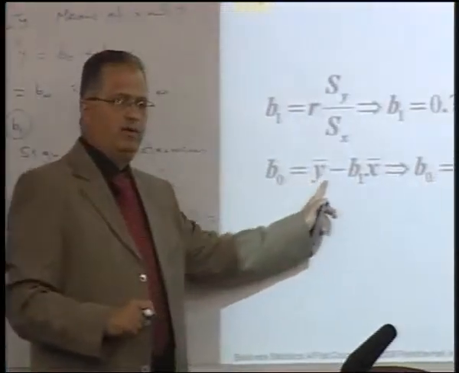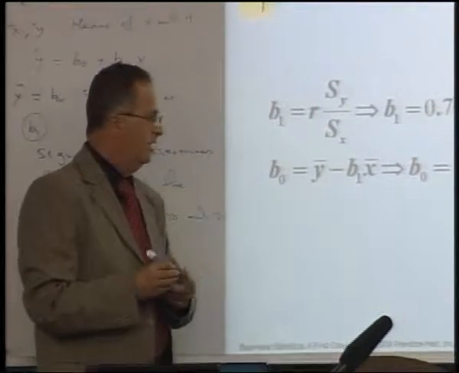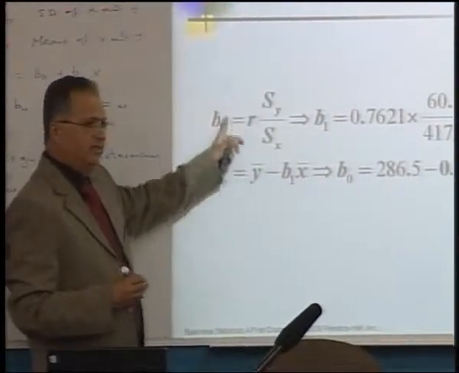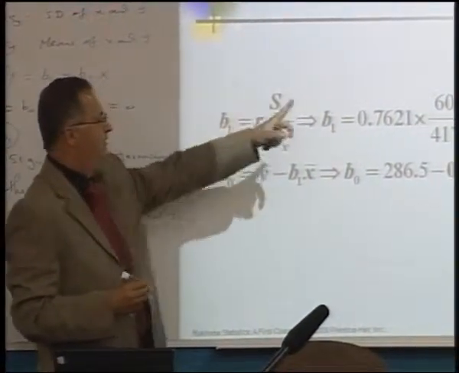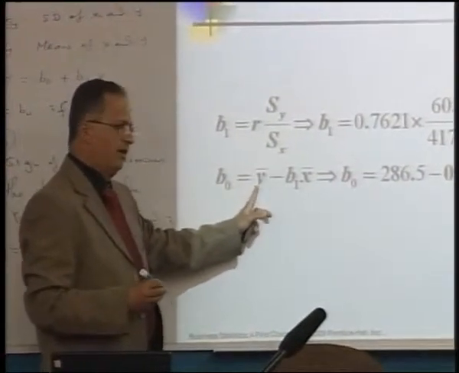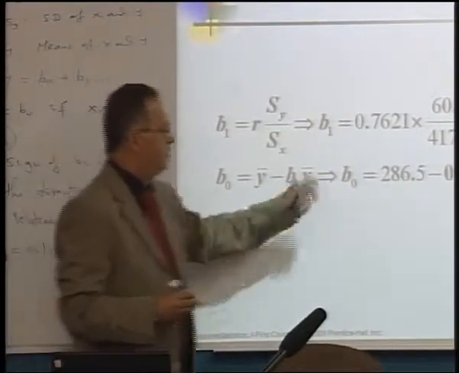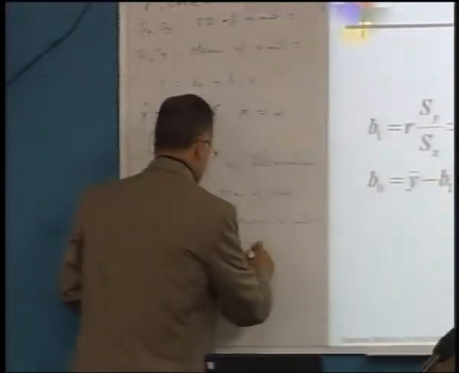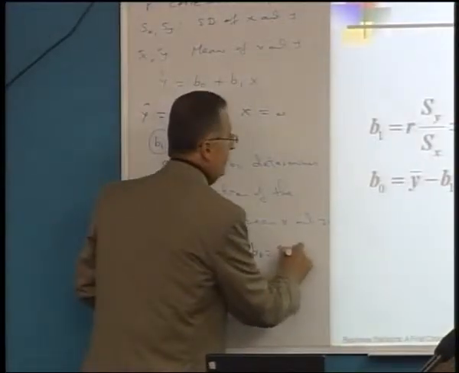B0 equals y bar minus B1 x bar. B1 is computed in the previous step, so plug that value here. In addition, we know the values of x bar and y bar. Simple calculation will give the value of B0, which is about 98.25.